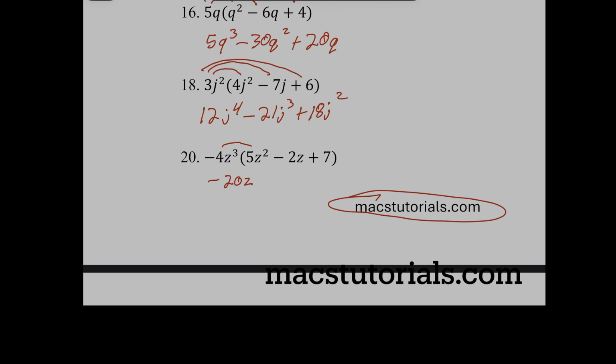To the sixth? No, we add them. And so it's going to be a fifth. The next one's going to be a negative times a negative, which is a positive 8z to the fourth. And the last one is a negative times a positive, which comes out at negative 28. And I just copied down the letter part.